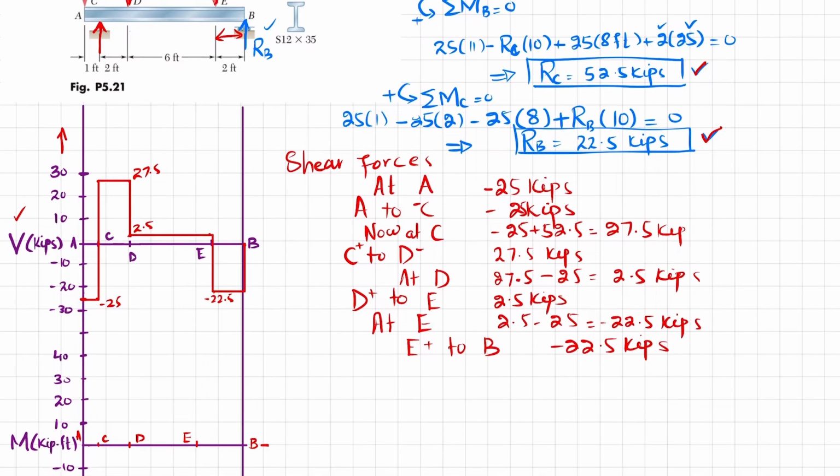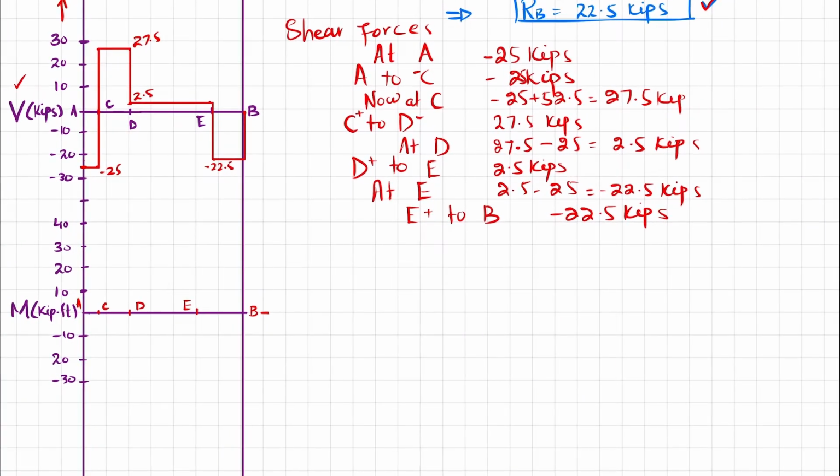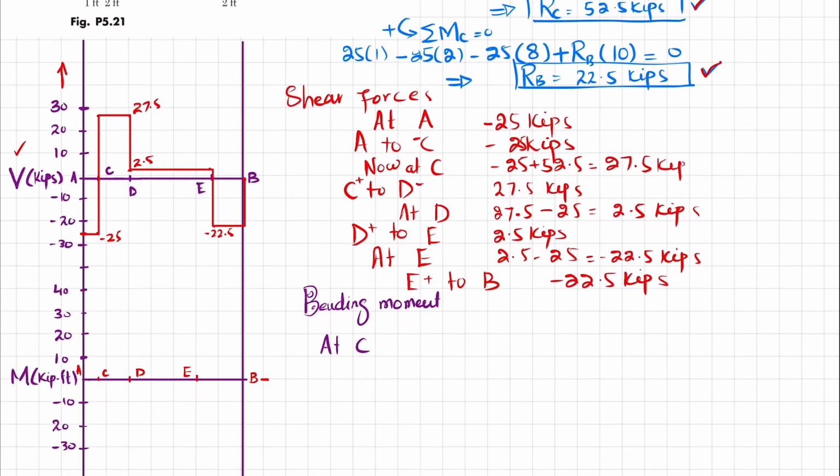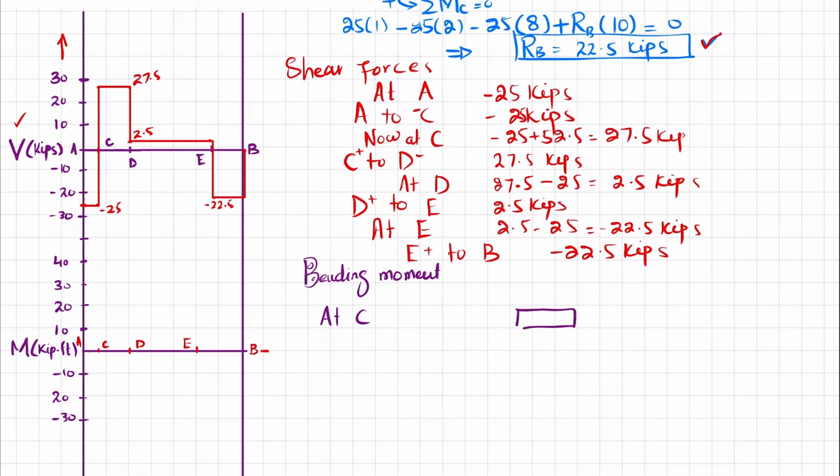Now we'll find the bending moment. One method is that you can take the areas, which we discussed in our previous example. Now we'll find the bending moment by using the equations of bending moments. So at C, you have to cut the beam at this point and draw the free body diagram. This is point A at which we have 25 kips load. This is point C. When you cut the beam, there will be a shear force and an external moment.